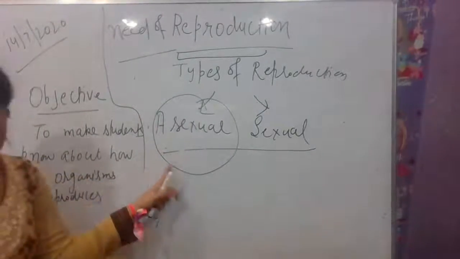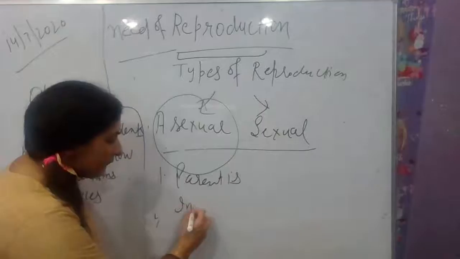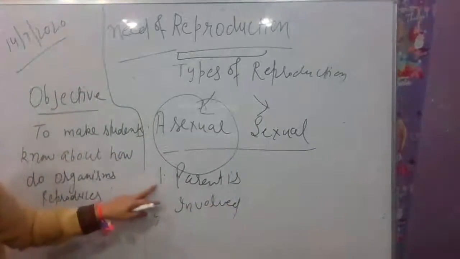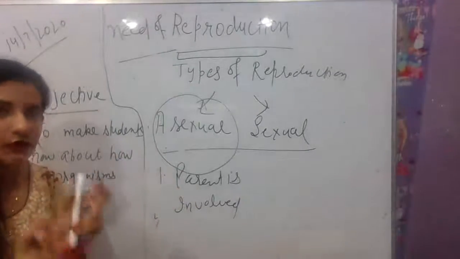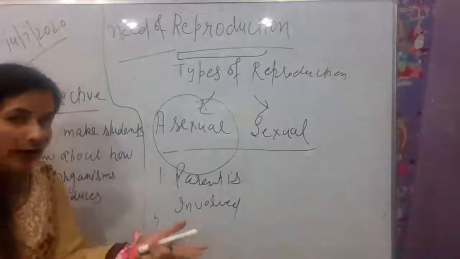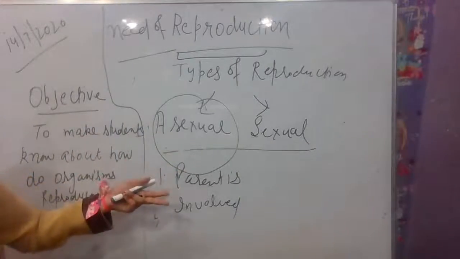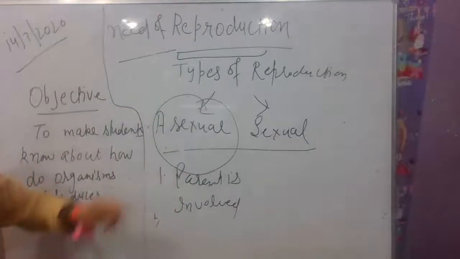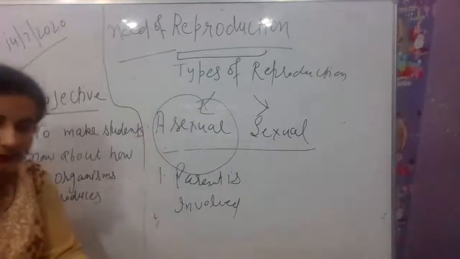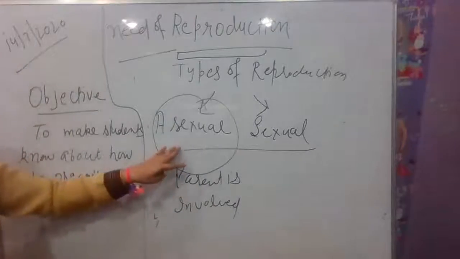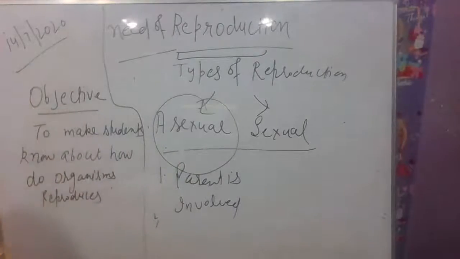Asexual reproduction is uniparental. Only one parent is involved. Second, it does not involve fusion of gametes, because there are no gametes. Third, it is a method of rapid multiplication, they multiply very quickly, 2 to 4, 4 to 8, 8 to 10. And the daughter organisms produced are genetically identical to the parent. Is that clear? It is mostly found in lower organisms, unicellular organisms. So asexual reproduction does not involve any type of gametes.